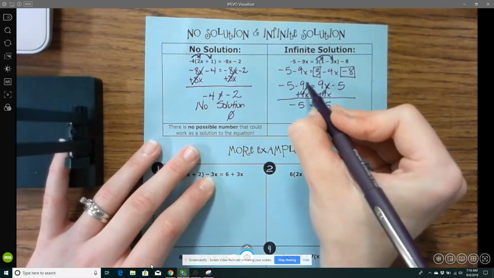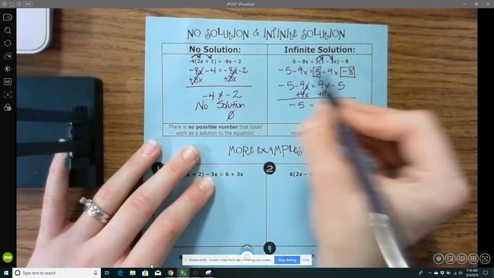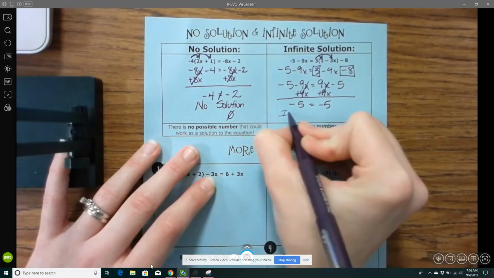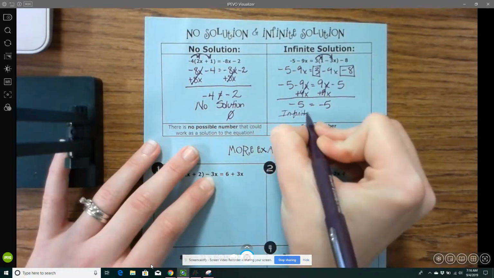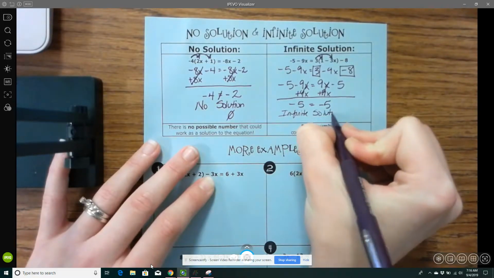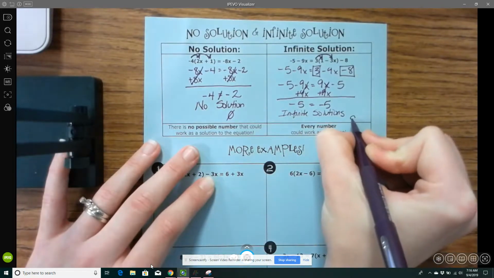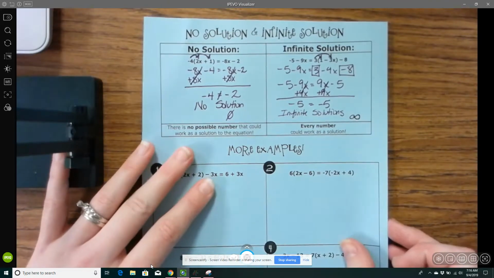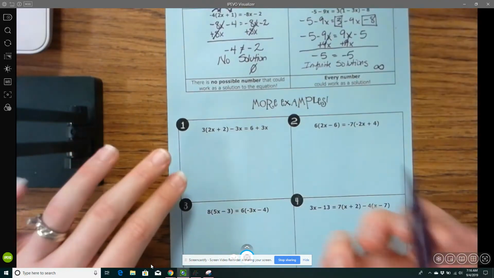So that means no matter what I plug in here for x, it's going to be equal on the same side every single time. So these are infinite solutions. That is an infinity sign. So every number could work as a solution. So here's some examples to work through.